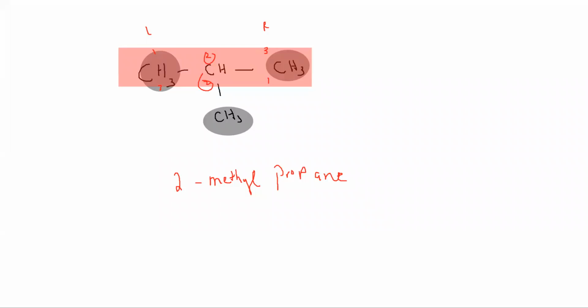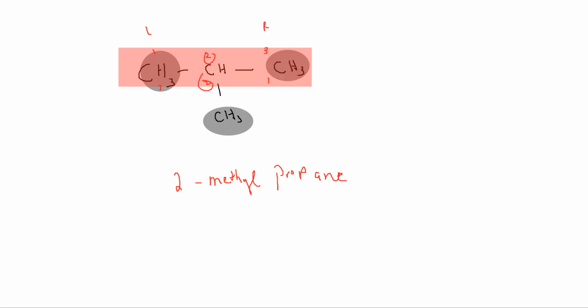Yes, Salman? Sir, in this case, whichever side we take, there will be only 2, right? Yes, right. Either side, you can count from left to right or right to left. The branch is coming at the same position, so it will not make a difference from where you are counting.